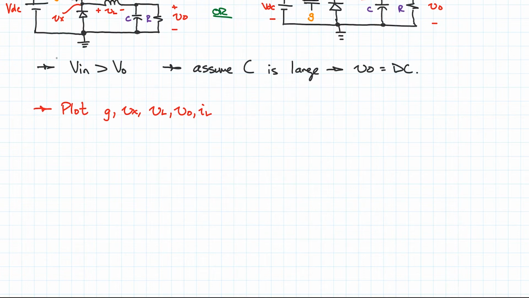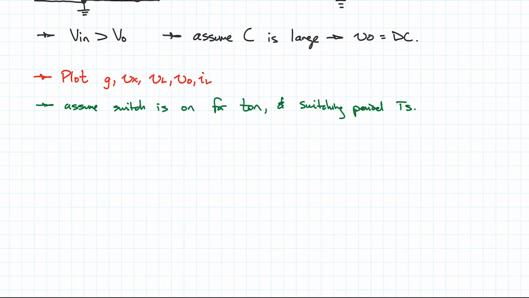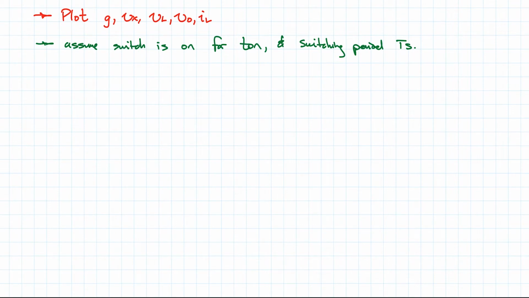We're also going to assume the switch is on for Ton, and you have a switching period TS. So what I'm going to do is draw two subcircuits, based on whether the switch is conducting or open, since we'll have two different types of behavior. Let's imagine in this circuit that the switch is on. We will draw here this diode as we had it before.